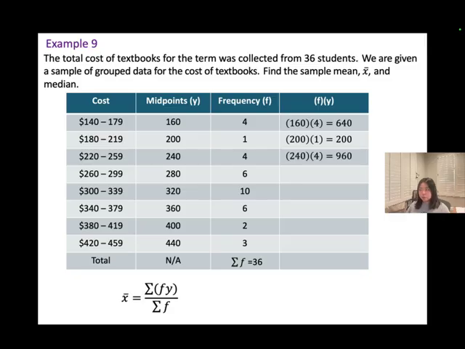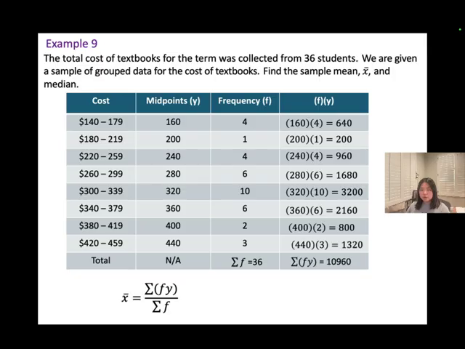Okay, check your work. Add it all up, you should get 10,960. Okay, and then plug in here. Use your calculator, you should get 304.44. Okay, so this is going to be the sample mean. Okay, now let's try to find the median.